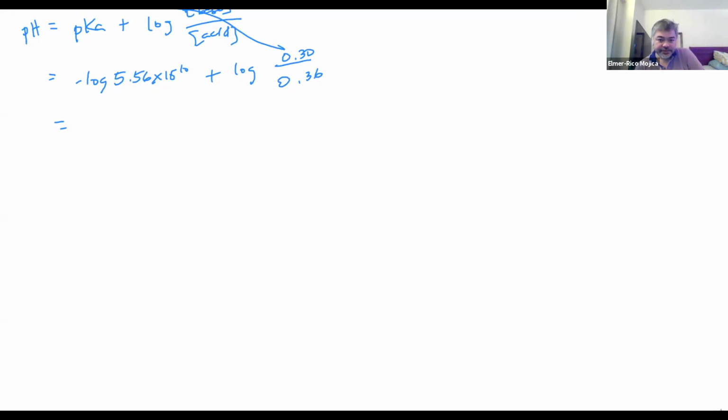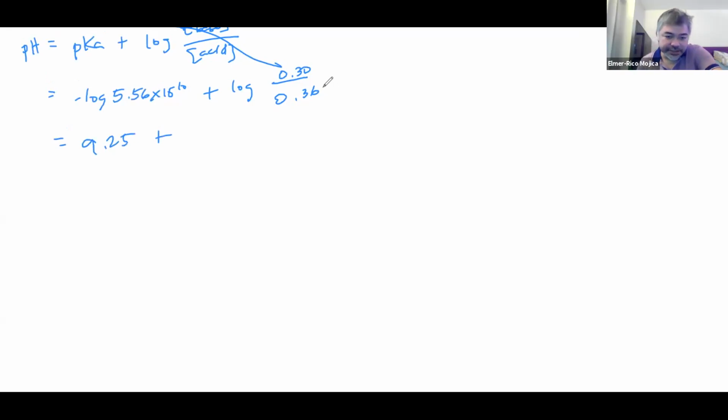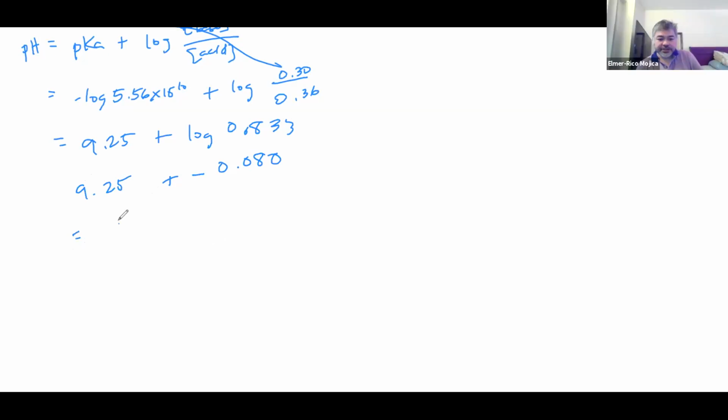So that would be, anyone? So it's a negative log of 5.56 times 10 to the 10, plus 0.30 divided by 0.36, and get the log of that. So you have around what? Right? I got a pH of 10.8. Am I right? So 9.17, I think, is the answer there at the beginning.